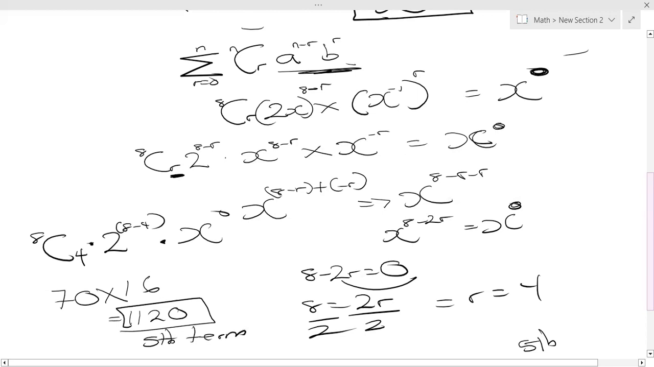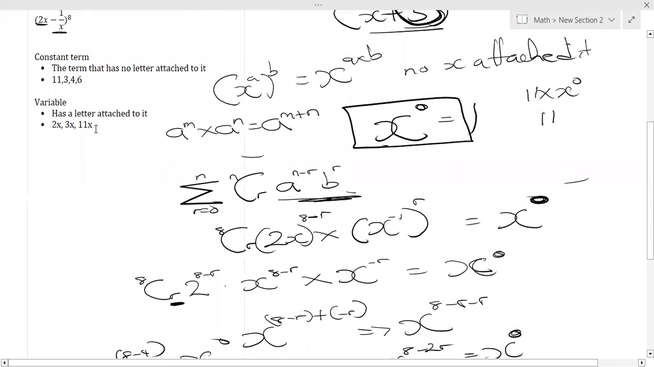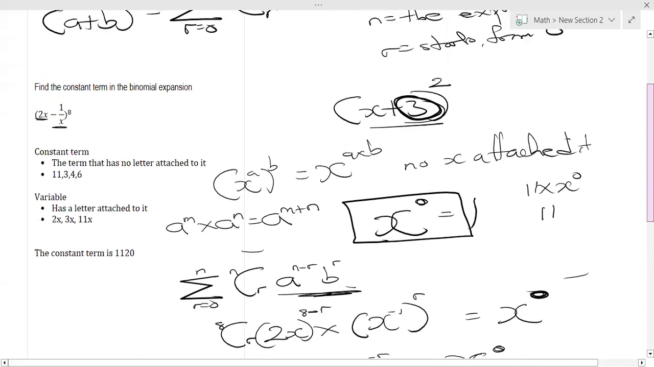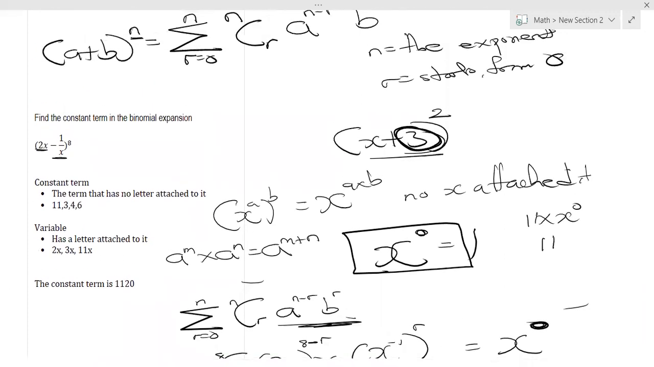Okay, so let me go back there. So the constant value, or the constant term, is 1120. Okay, the constant term here is 1120. So we can use this, it's just about being creative and knowing how to find, depending on what they ask you to find.